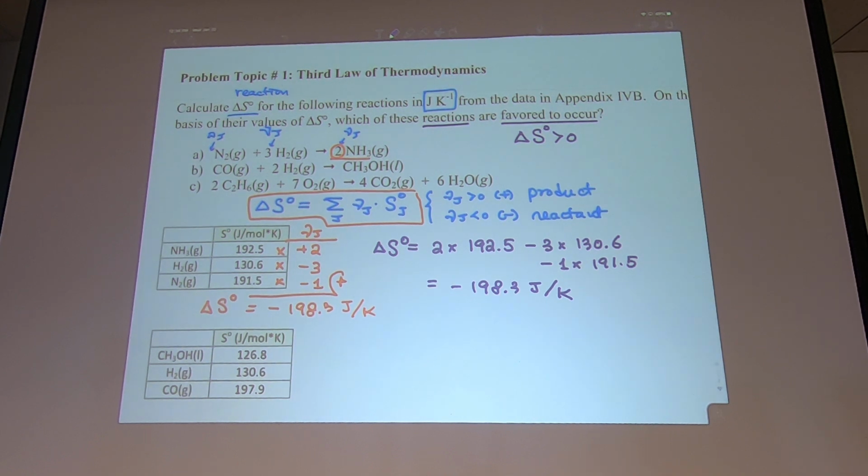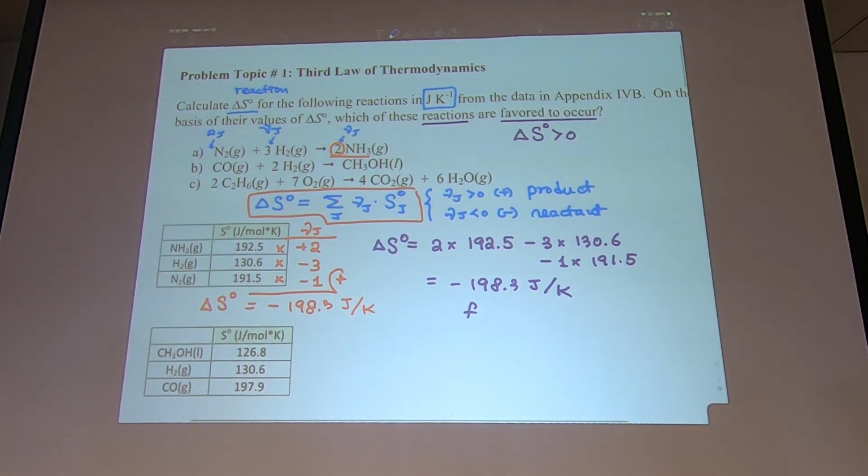But at any rate, here is favor. Favor to, oh, this is not favor, right? Not favor to. Okay, so that's the first one.